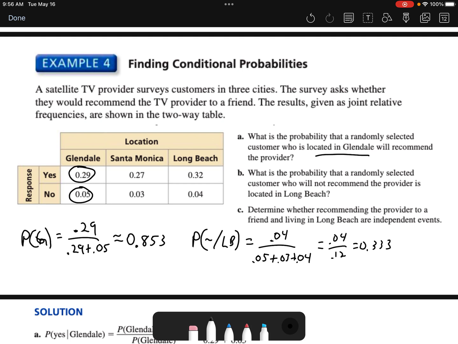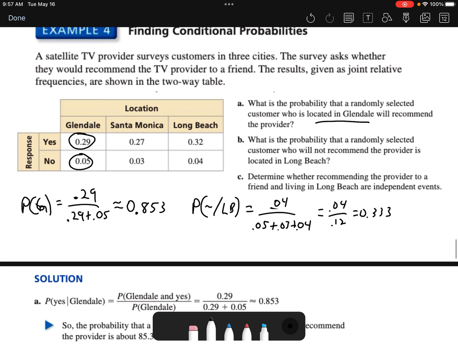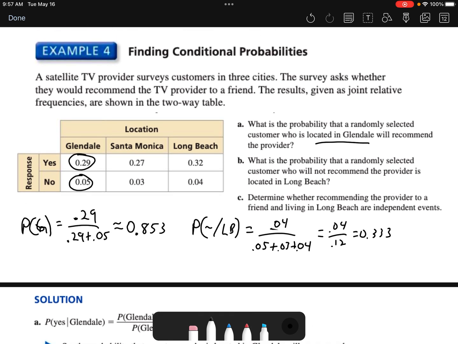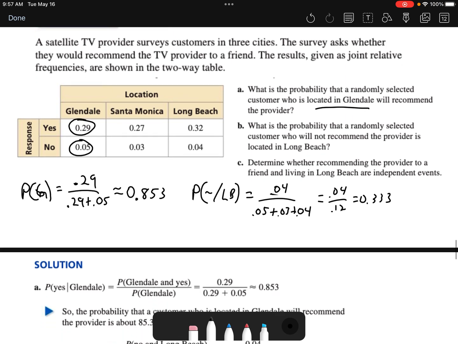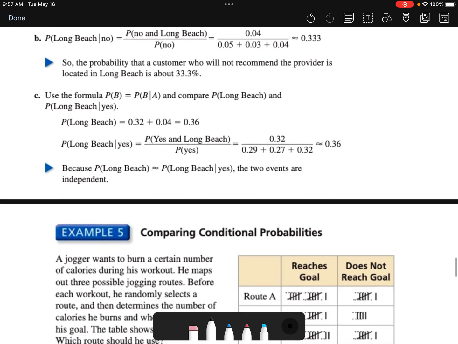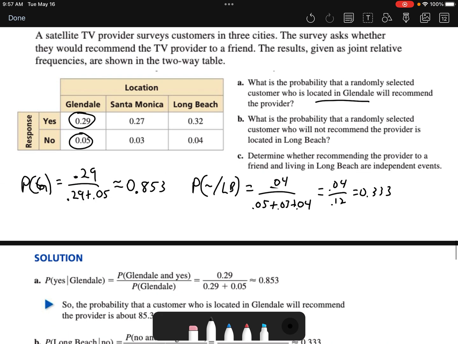Now, determine whether recommending the provider to a friend and living in Long Beach are independent events. Well, I would say so. You live in Long Beach, 32% say yes, 4% still say no, so that would be an independent event. Now, there's a mathematical way of doing that. I'm not going to get into that. We don't really care about that anyway for what we're doing.